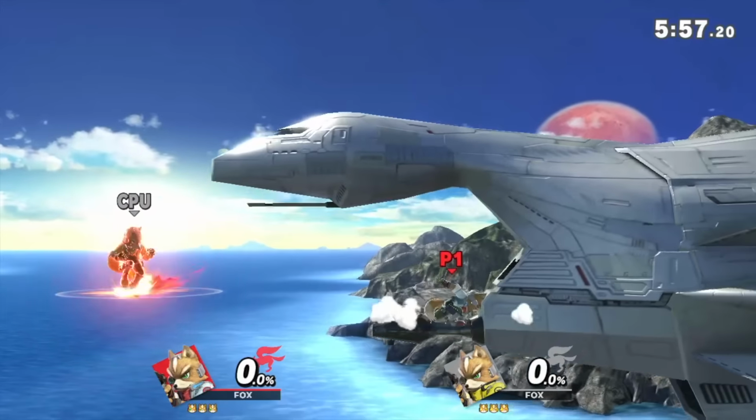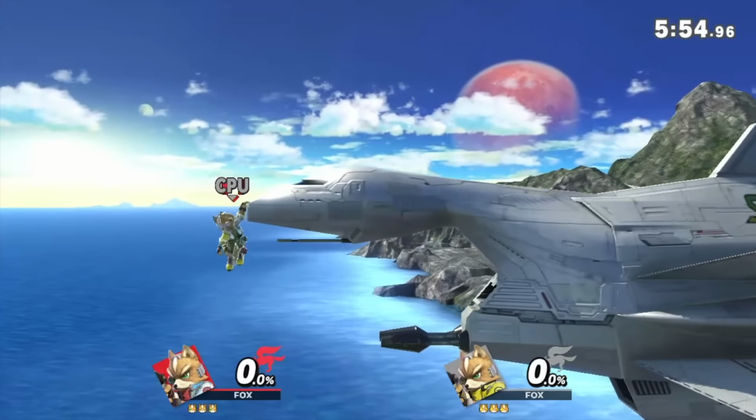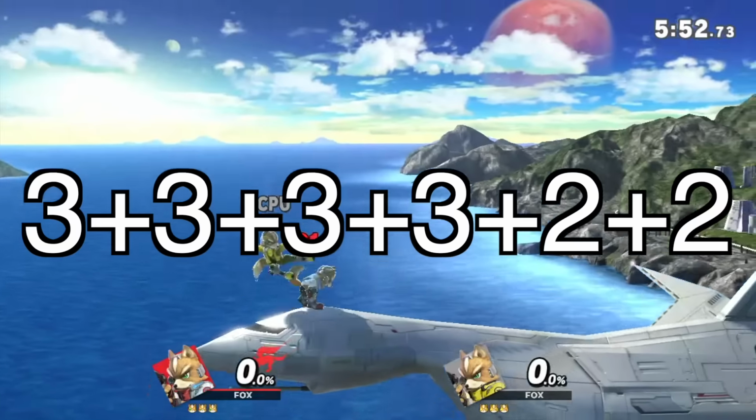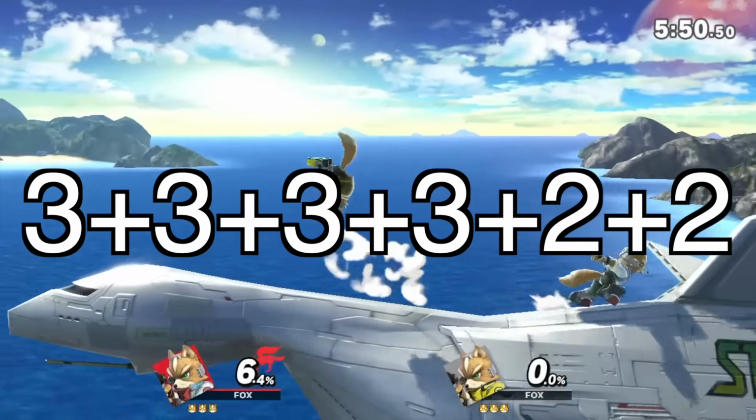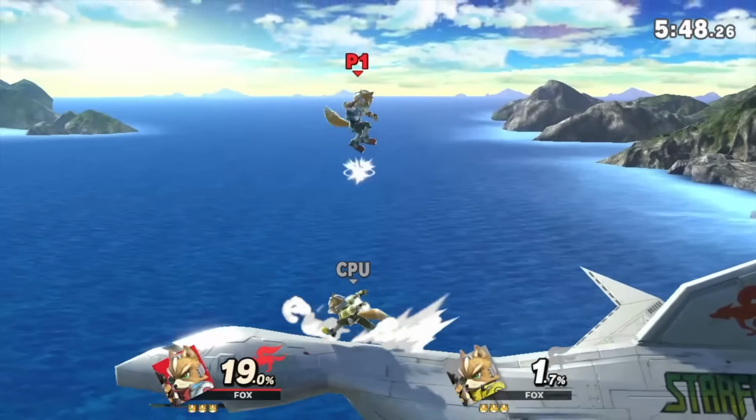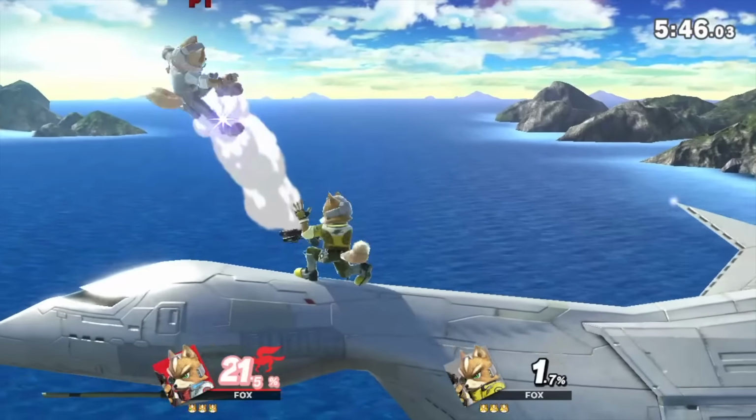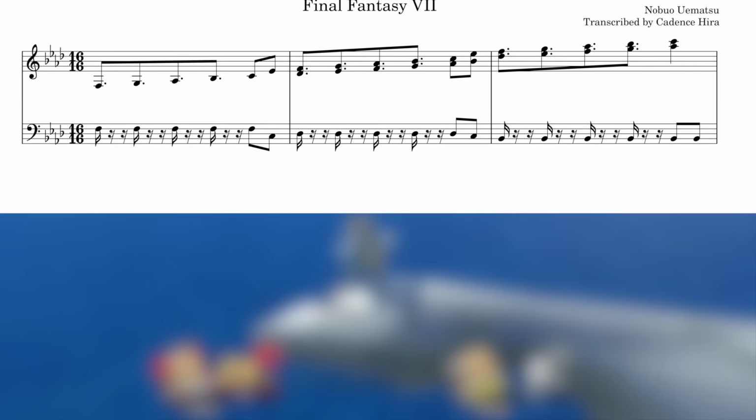In the same vein, many of you also brought up examples of 16 as essentially double of the 8-8 group, so 3 plus 3 plus 3 plus 3 plus 2 plus 2. It seems kind of counterintuitive, but I feel like there's actually more examples of this than even 8, like the iconic Final Fantasy VII battle theme.